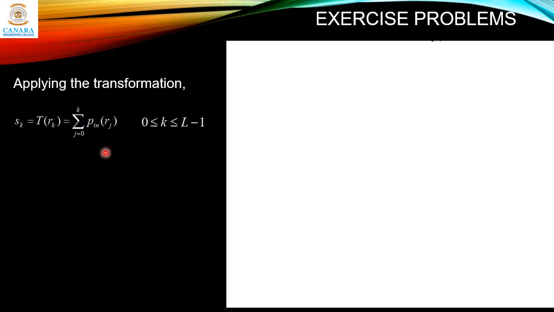Now we'll apply the transformation in the third step to obtain the equalized pixel values. So this is the transformation we'll apply here. sk equal to T of rk, which is equal to the summation of pin of rj for j from 0 to k, and k varies from 0 to L minus 1. So let's start applying the transformation.